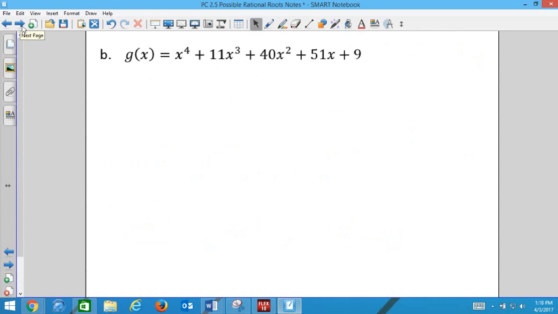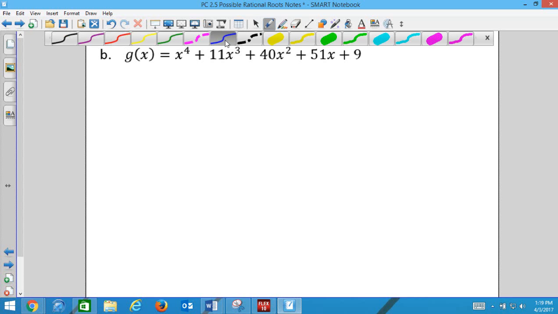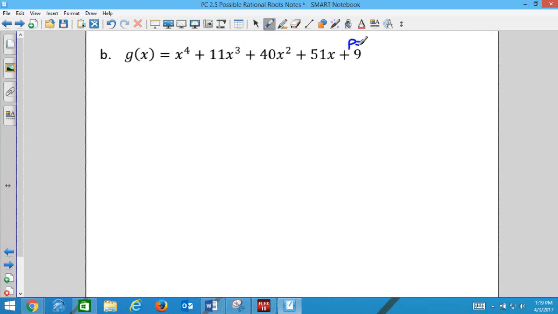Could you do your P's over your Q's? Letter B. It's the coefficient of 1, so it's plus or minus 1. No, it's P over Q. So what are your P's? P's are the last one: 1, 3, or 9. And then your Q's are the first one, just 1. So for this one, plus minus P over Q is just plus minus 1 over 1, plus minus 3 over 1, or plus minus 9 over 1. All right, so those are all the possible rational solutions.